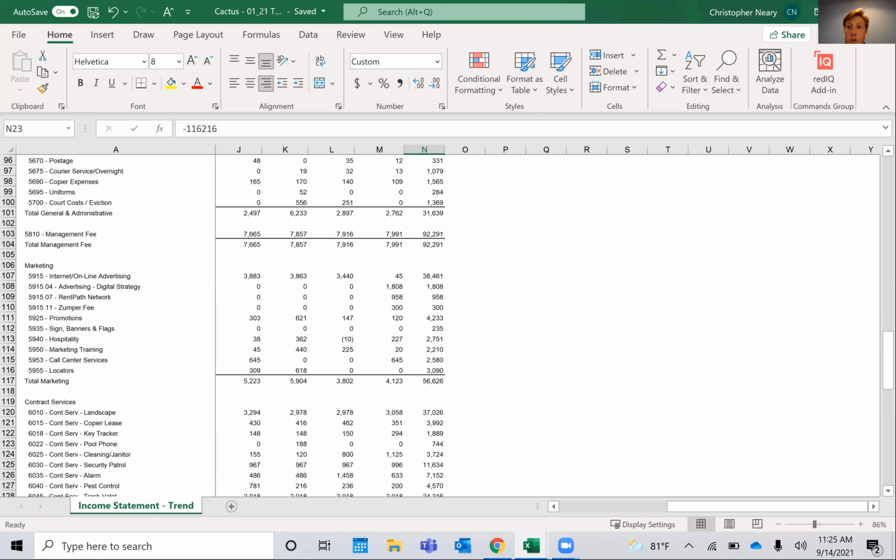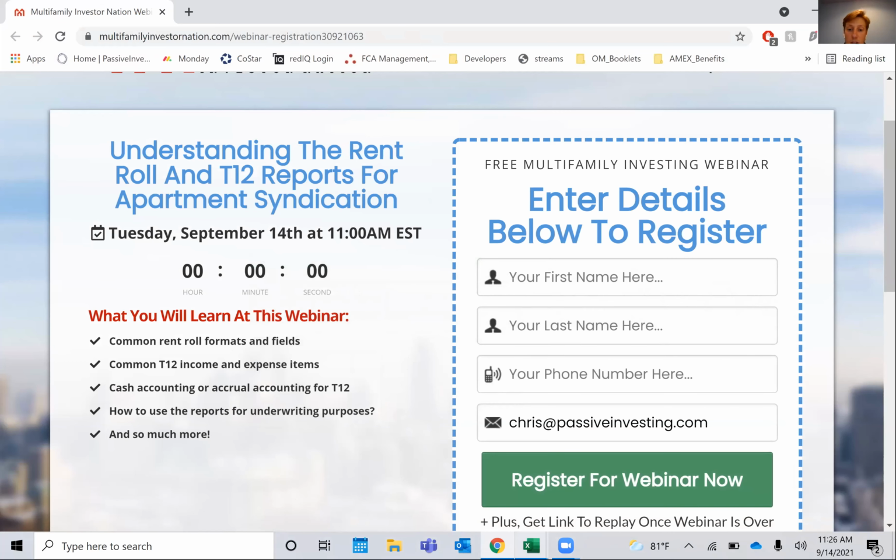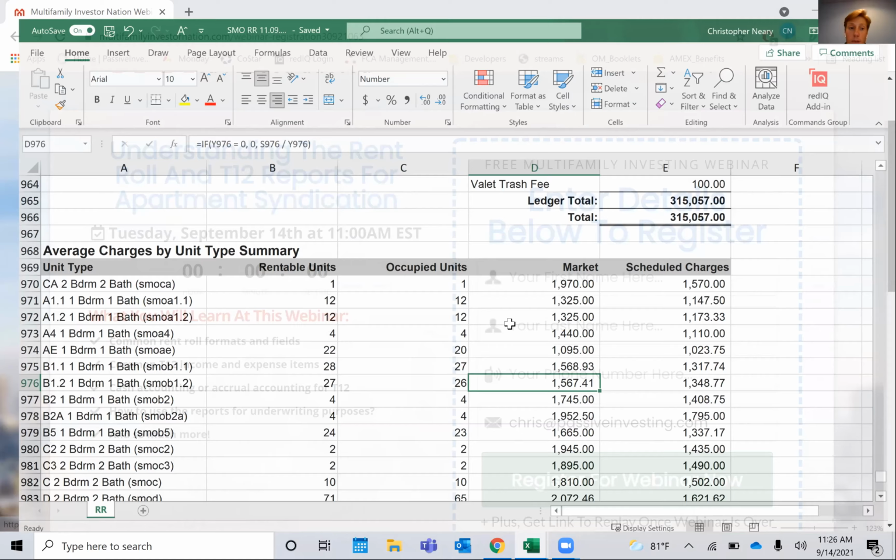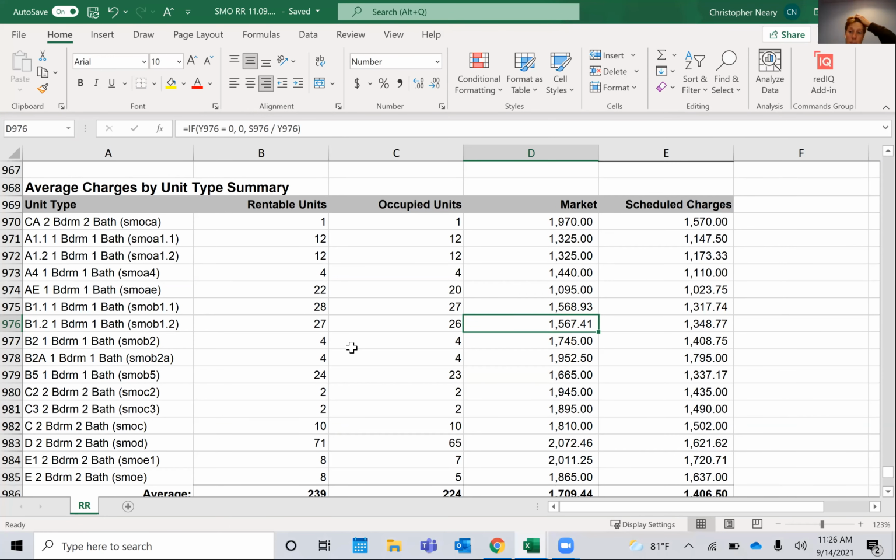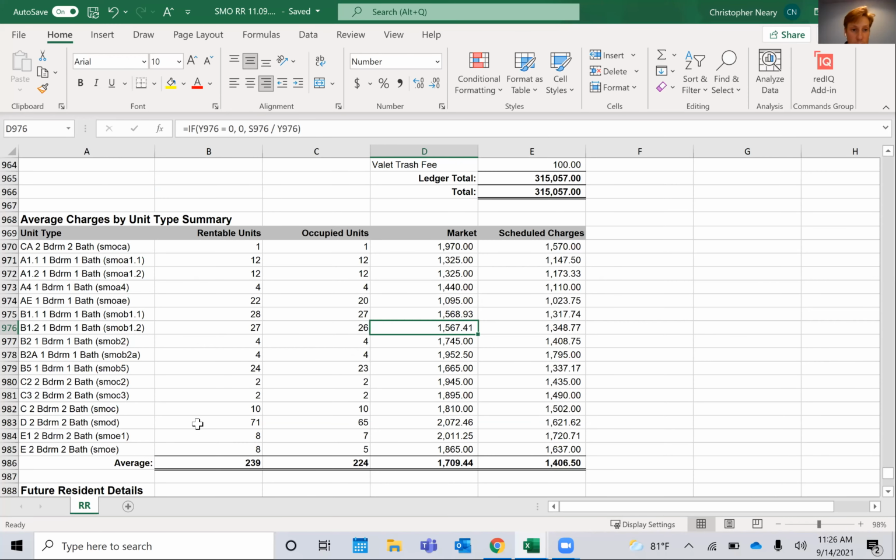Now, when it comes to inputting your unit mix, that will be pulled from your rent roll right here. So at the bottom of every rent roll, on larger deals especially, there will be a summary of your unit type and the market pricing, and a lot of times it will have the square footage as well. And this is the best place to add in your unit mix into your underwriting.